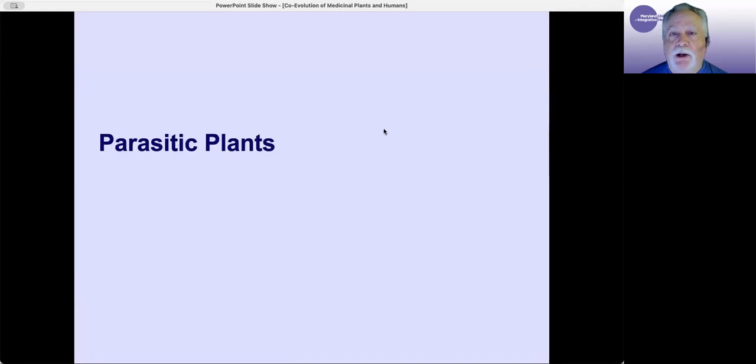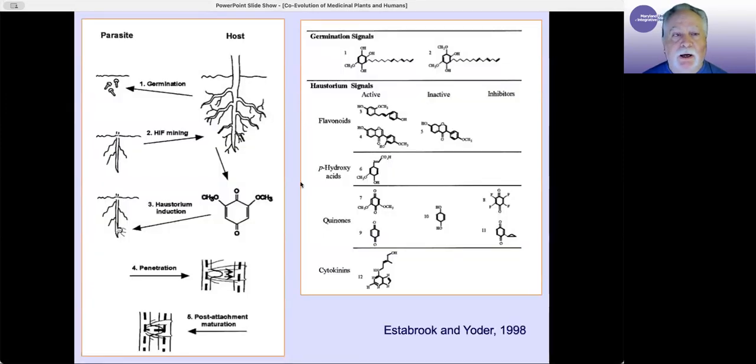One last thing on the chemical ecology is parasitic plants. There are plants that actually parasitize other plants, and there are a number of them out there. You may have heard of mistletoe, and certainly if you've ever used sandalwood, sandalwood is a parasitic plant. But you have these spore-like structures.